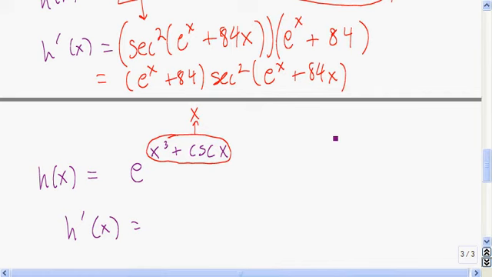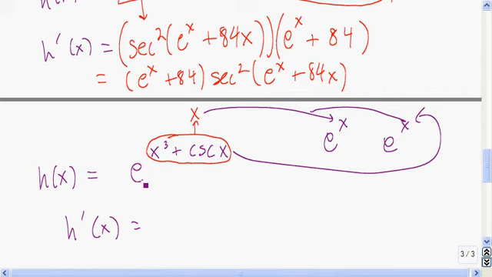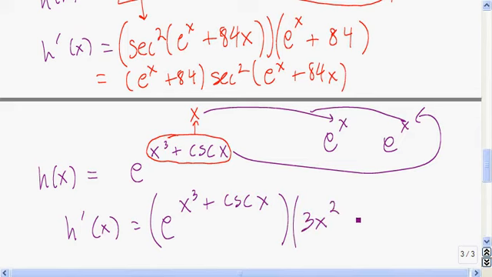So the derivative of e to the x is just e to the x. So instead of having the x there, we're going to have our inside function there. So it's going to be e raised to the x cubed plus cosecant of x, then times the derivative of x cubed plus cosecant of x. So it's going to be 3x squared plus the derivative of cosecant of x, which is negative cosecant of x cotangent of x.